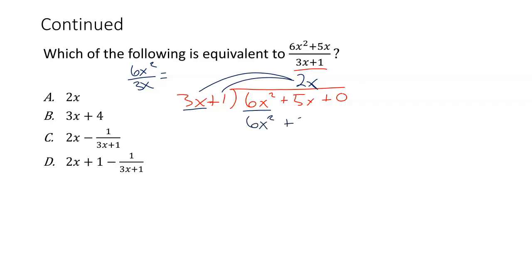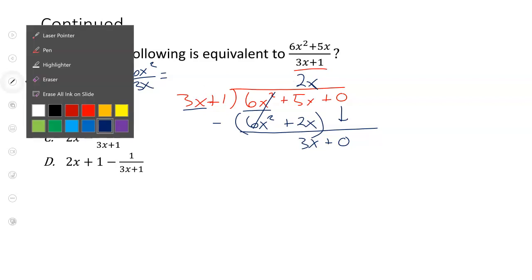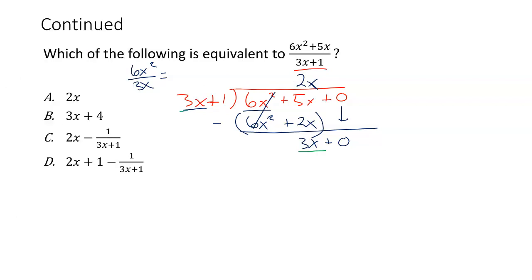6x squared plus 2x. And then we subtract. 6x squared minus 6x squared, that cancels. 5x minus 2x is 3x. Bring down your placeholder in case we need it. And then we repeat the process. I'll take 3x and divide it by 3x. What do I get? 1. I don't need to keep going. I can already see my answer.